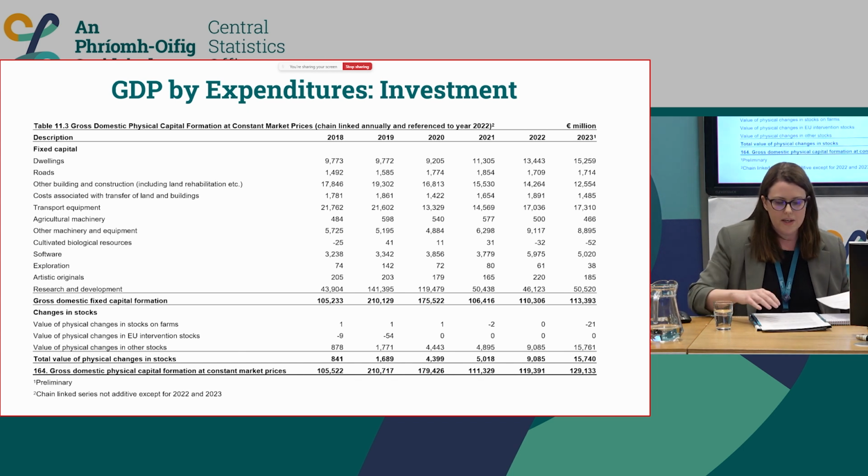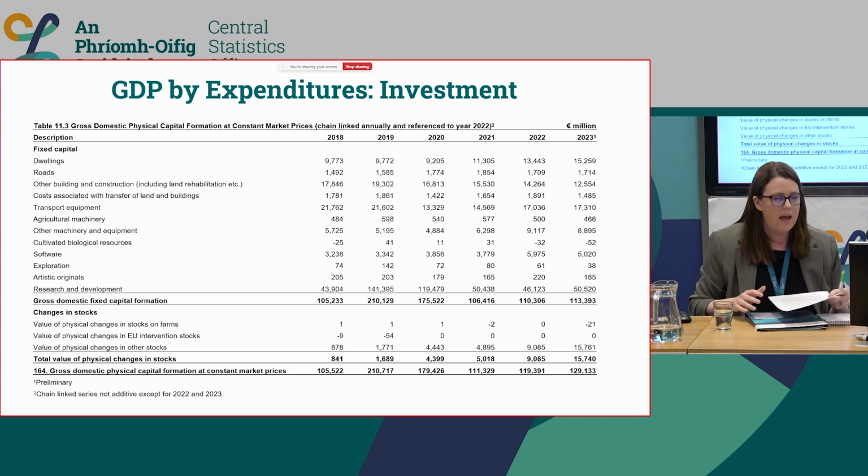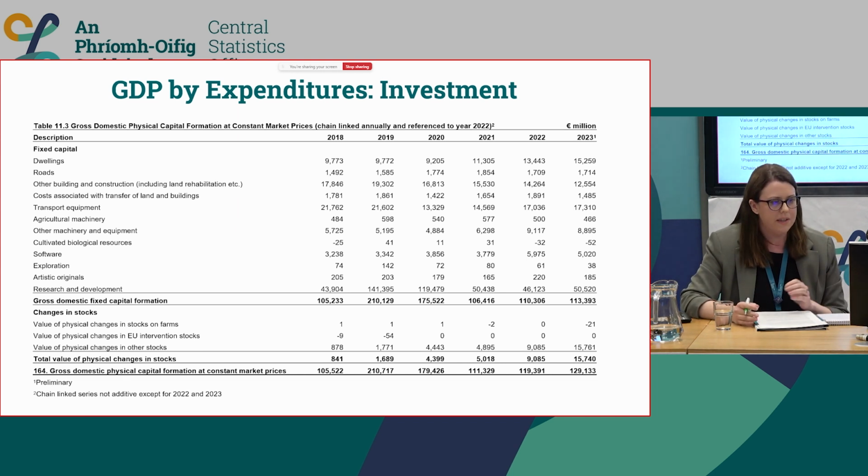I want to take you through some of the tables that we have now in the investment chapter. Table 11.3 here looks at capital formation broken down by asset type. This particular table is in constant prices, but we do also have the same breakdown in current prices in 11.1. The data in this table will come from a range of sources, both from within the CSO as well as external and administrative data.